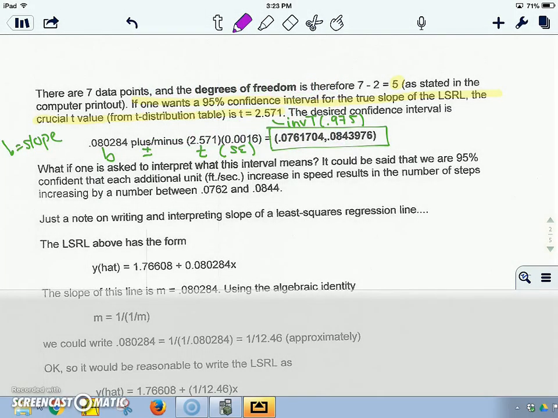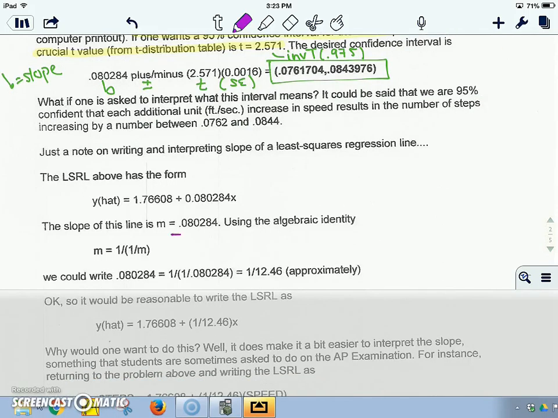Okay, and so just a note on writing and interpreting slope of a least square regression line. Right now we have a slope of 0.080284. And that's weird to say. We say that they increase 0.080284, but we'd really like to say for every 1 step they increase, or sorry, for every 1 meter they increase this many steps. So it turns out that the slope, m, is the same as 1 divided by 1 over m. If you simplified that, you'd just get m. And we're going to use this because we want 1, and let me double check that it's meters.